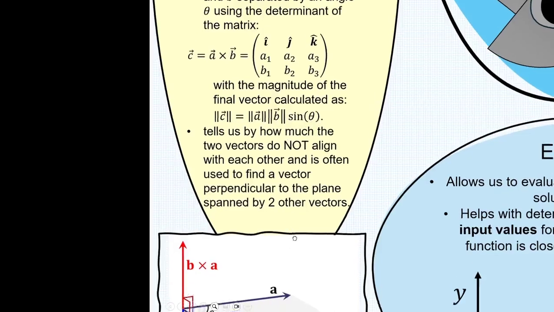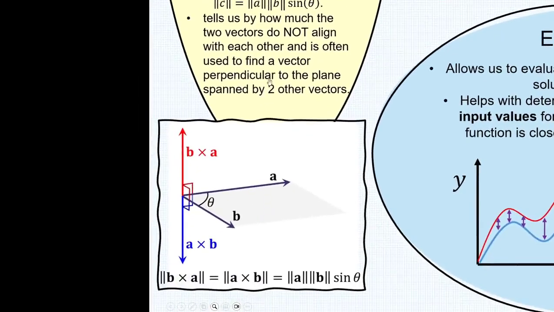And it also tells us how to find a vector that is perpendicular to the plane spanned by two other vectors. Let's take a and b for example. A and b span this plane over here, and if we take the cross product, then the resulting vector, whether it's a cross b or b cross a, is perpendicular to that plane. The direction of the cross product can be determined using the curl right-hand rule.